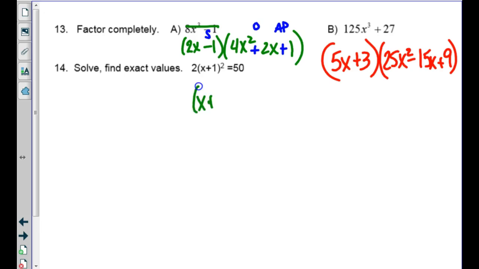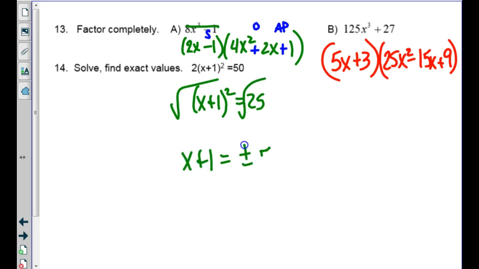Divide by 2, square root, plus or minus 5, right? -1 plus or minus 5. And then you would have to finish and give me, what, -6 and 4?